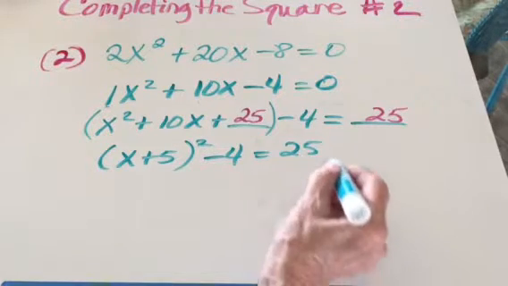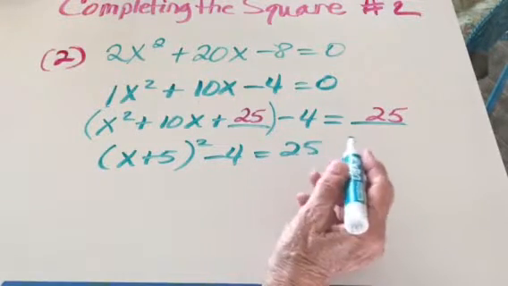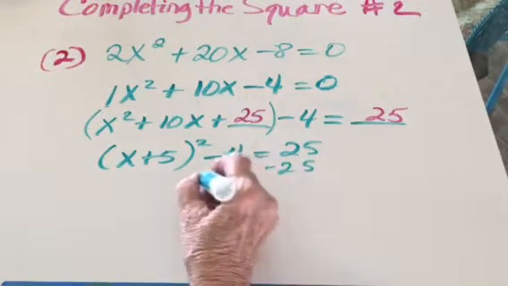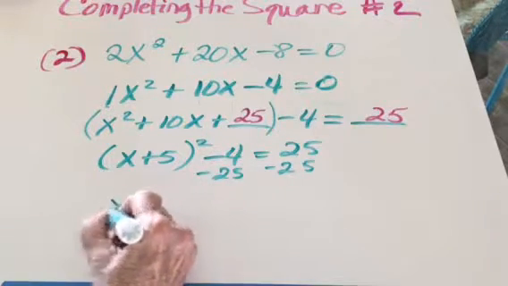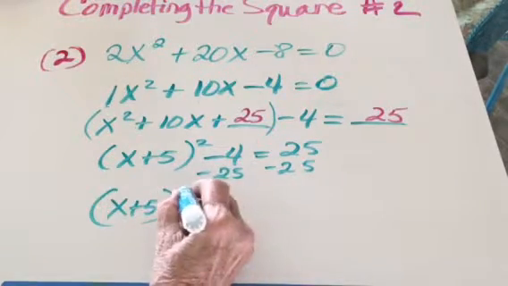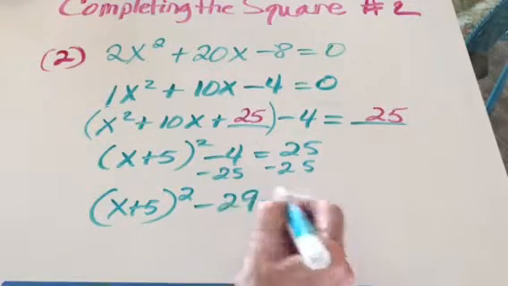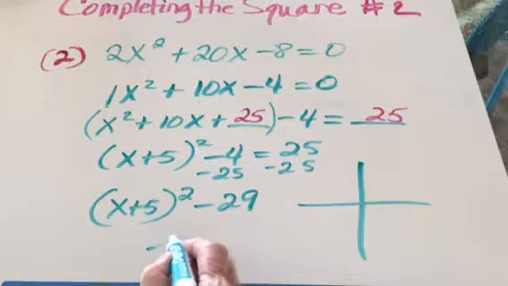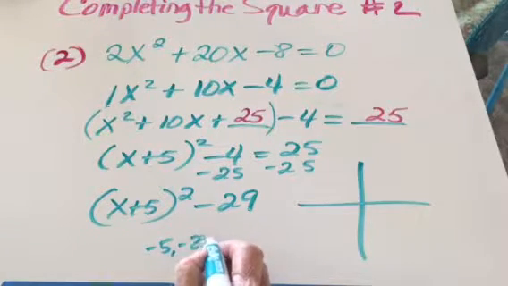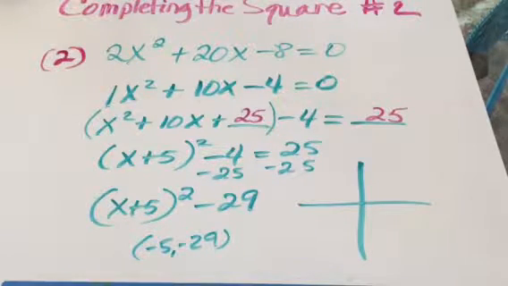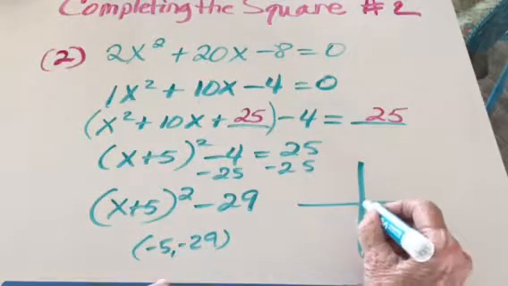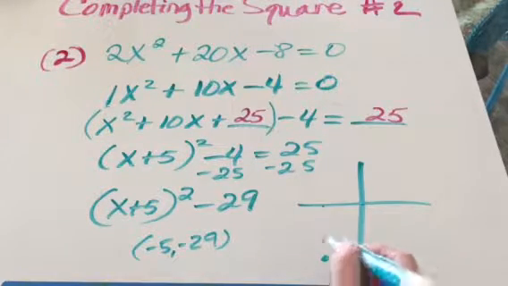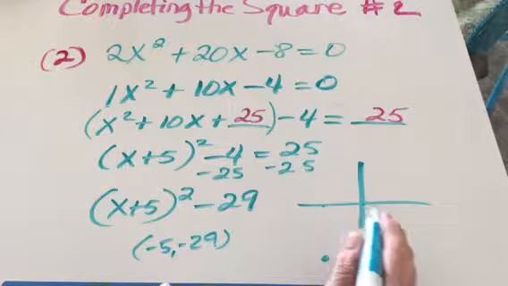Now, depending on what we want to do, I'm going to pull the 25 over, so minus 25. So I will have x plus 5 squared minus 29, which means if I graph this thing, when I pull this out, it's -5 and -29. This is my vertex, -5, -29, so I'm going to go -5 and -29 is way down here somewhere. Not sure exactly where. And that's that.